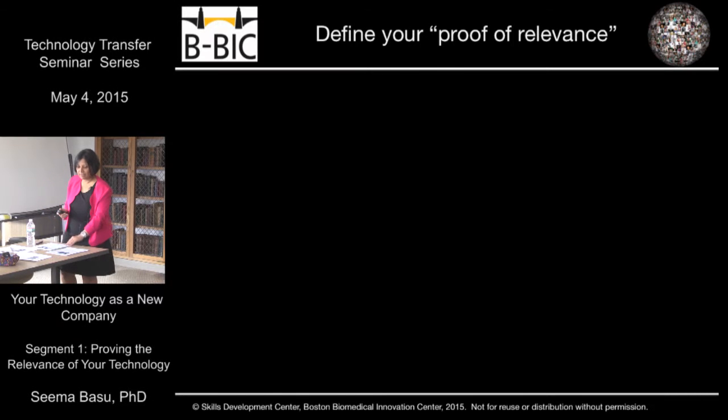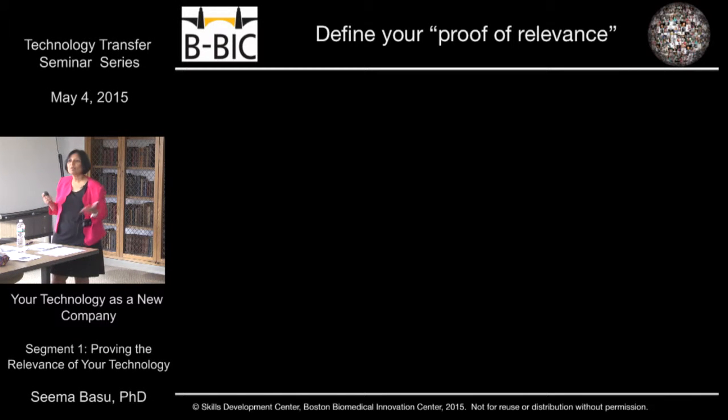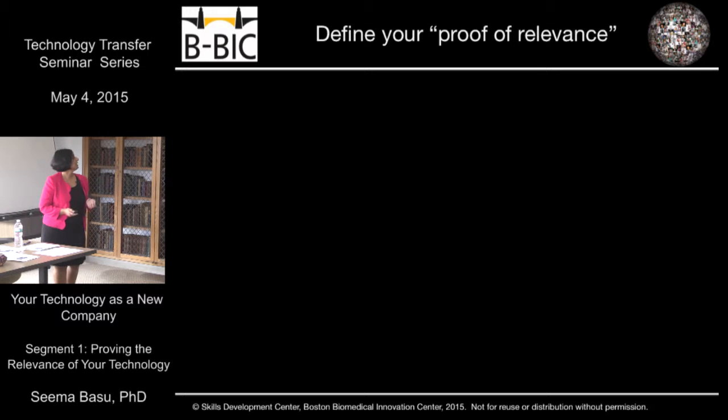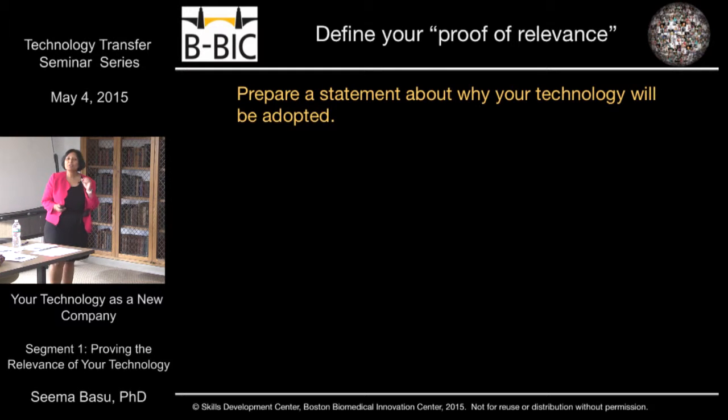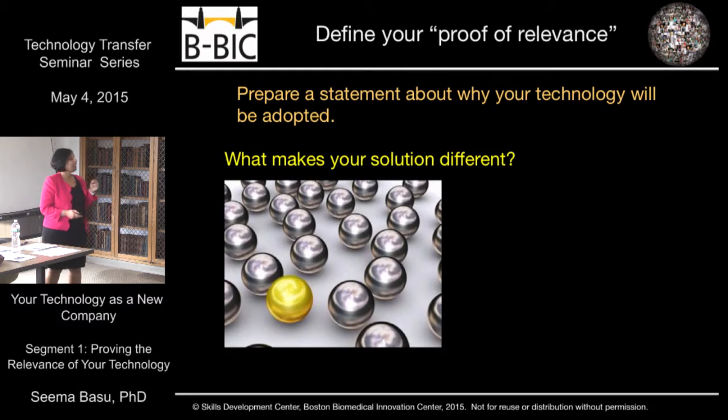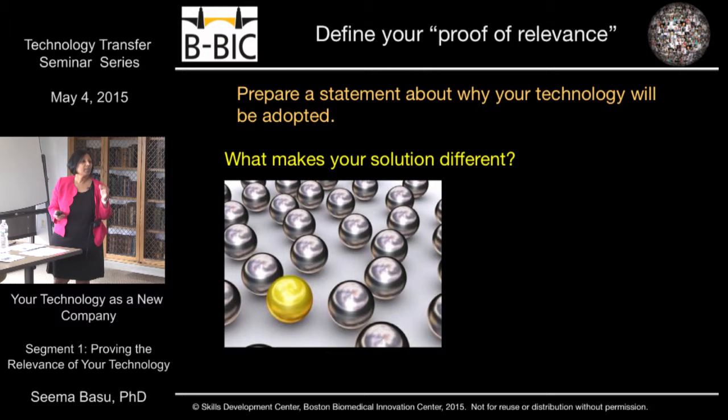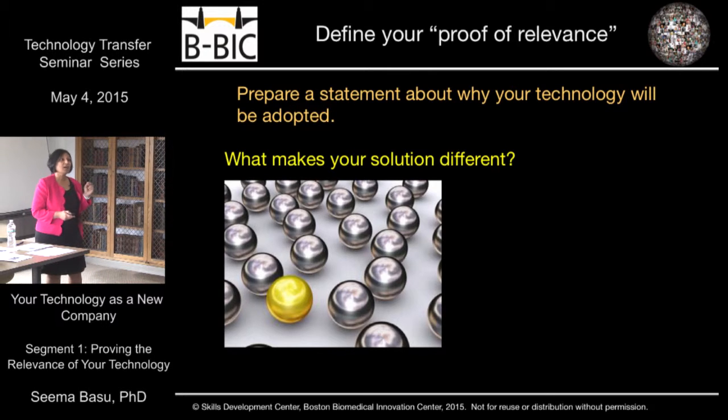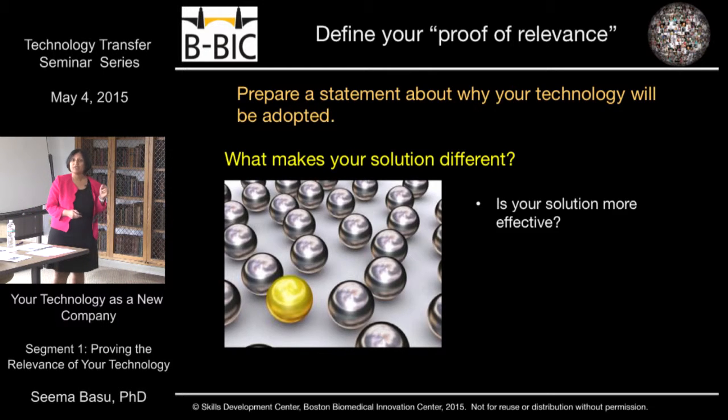So let's start with defining proof of relevance for your technology. What you really want is to prepare a statement about your technology, specifically how will your technology get adopted, right? Right away, you want to know what your technology does. For example, it treats diabetes or treats stroke.